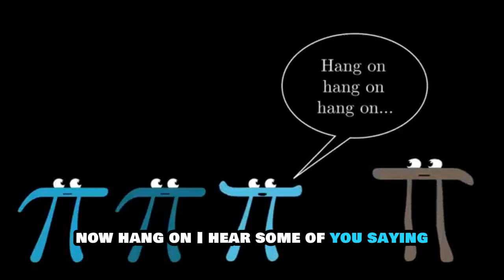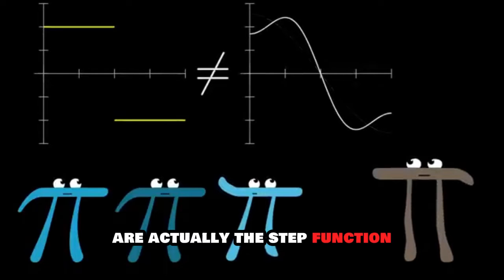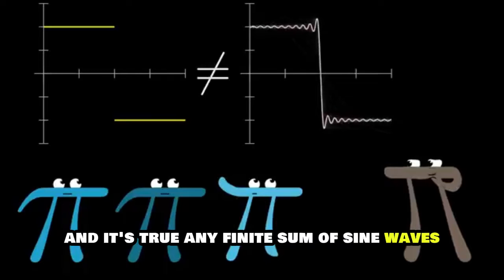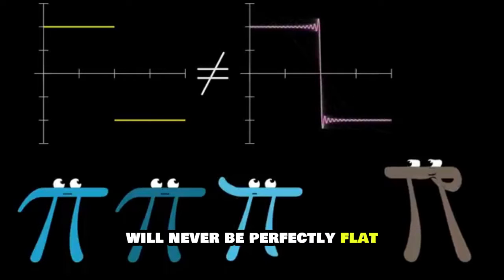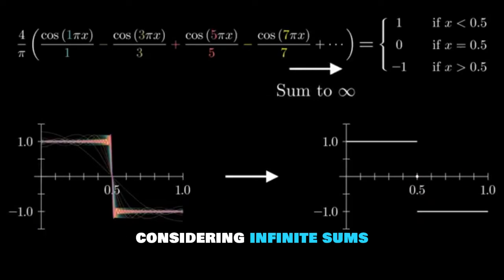Now hang on, I hear some of you saying, none of these sums of sine waves that you're showing are actually the step function. They're all just approximations. And it's true, any finite sum of sine waves will never be perfectly flat, except for a constant function, nor will it be discontinuous. But Fourier thought more broadly, considering infinite sums.